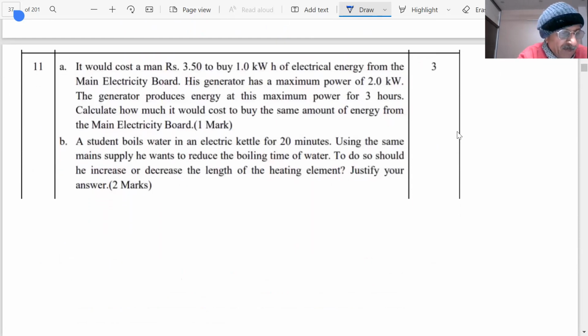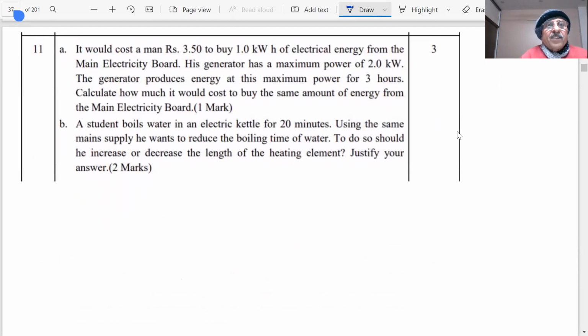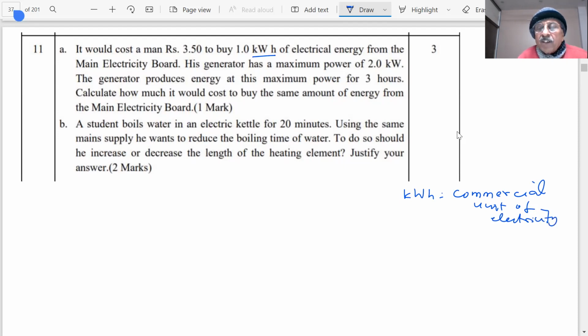Another question is coming, student. It says it would cost a man 3.50 to buy. When we were talking about the chapter of electricity, you have seen we tried to calculate the cost of the electric bills which come at your homes. And you know the commercial unit of electricity, because he is talking of kilowatt hour. Kilowatt hour is the commercial unit of electricity. The measurement of your electrical bills is done by this.